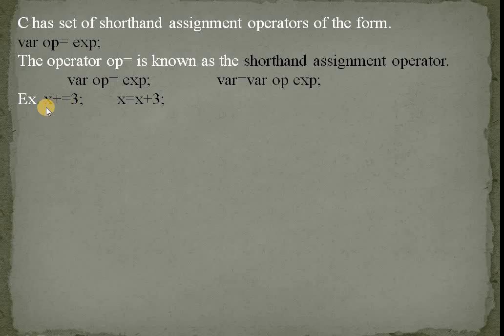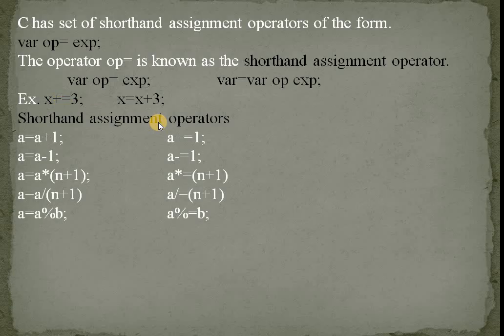In a C program, it is not compulsory that we should use shorthand assignment operators, but you should know what shorthand assignment operators are. So here are the different examples. If you want to write A is equal to A plus 1, we can write A plus equal to 1. If you want to give A is equal to A minus 1, we use the shorthand assignment operator A minus equal to 1. A is equal to A into n plus 1, we can give A into equal to n plus 1 and so on.